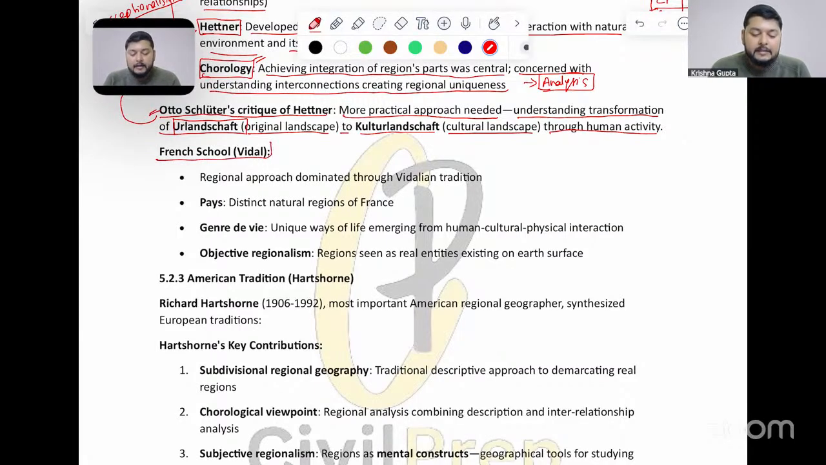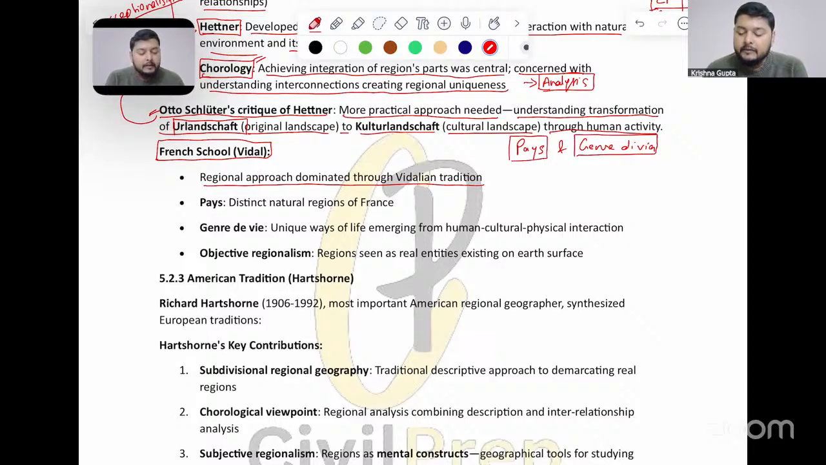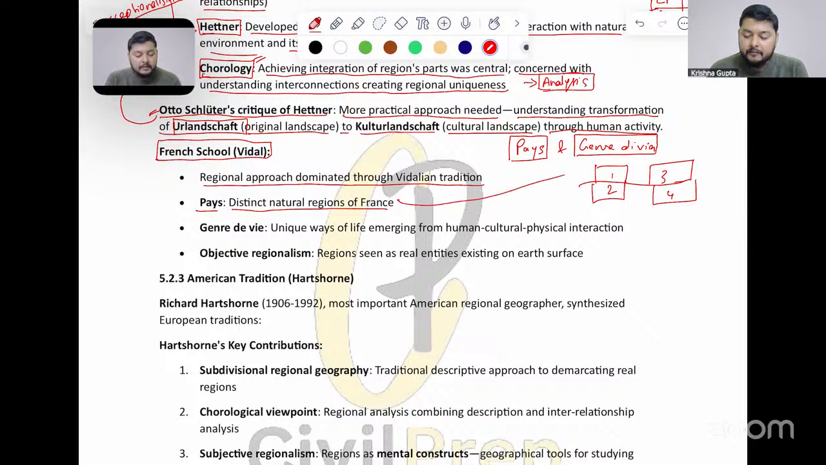Now, under the French school, taken up by Vidal, the regional approach dominated through the Vidalian tradition. We can see here the pays and genre de vie. They were studied across the rivers, and they majorly followed the regional geography tradition. This was the major regional approach here. Pays is the distinct natural regions of France, and genre de vie is the unique ways of life emerging from human culture and physical interaction. So that was the genre de vie.